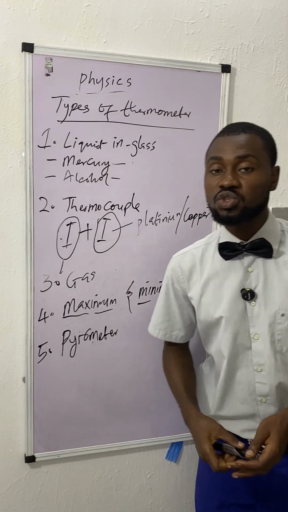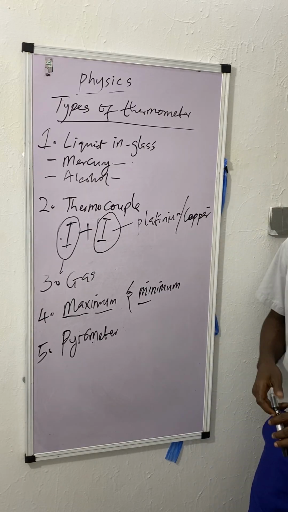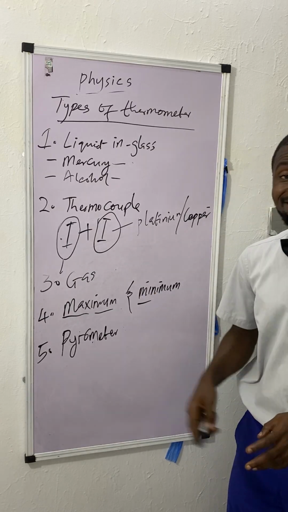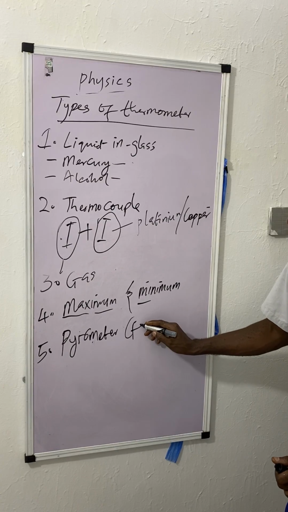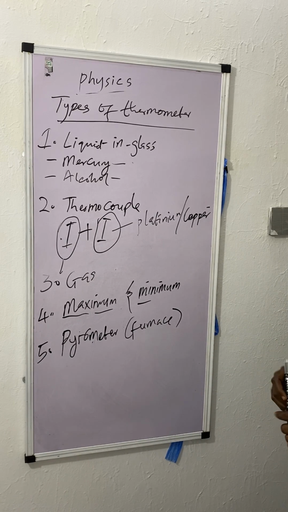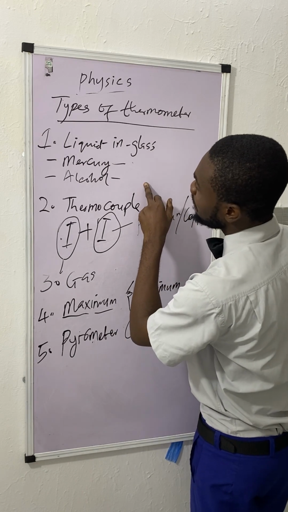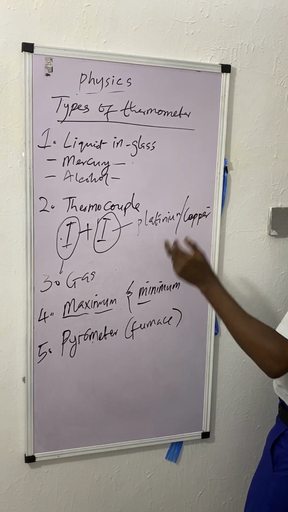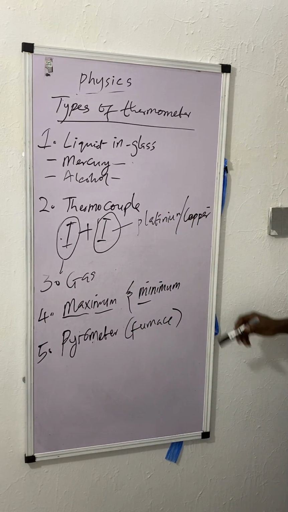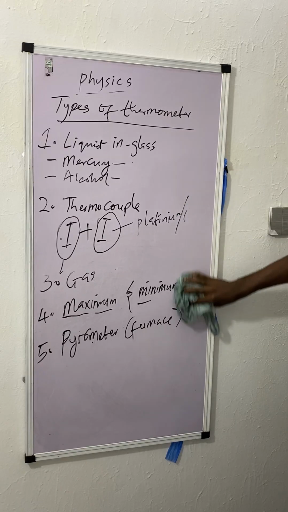And this pyrometer is also used industrially. Those industrial machines that are usually very hot, so they will not have to put it in contact. They use it in furnaces, in burning furnaces. Hope we are not leaving out any other thermometer. Liquid in glass, thermocouple, gas thermometer, maximum and minimum thermometer, and pyrometer. I think that's all the types of thermometer.